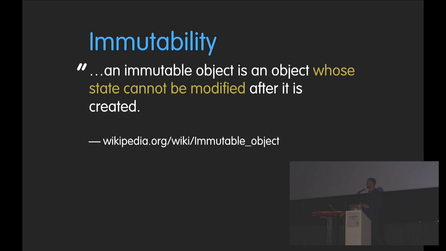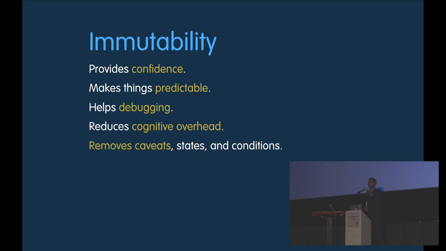This is a really, really nice way of working. Unfortunately, CSS is almost designed entirely around mutations. But an immutable object is an object whose state cannot be changed after we have created it. This gives us incredible confidence. If we know that any time we look at a variable or a class or a declaration, every time we look at it, it will always be exactly the same, it makes it very easy to understand, very easy to debug. It makes things very, very easy to work with. It gives us a lot of confidence.